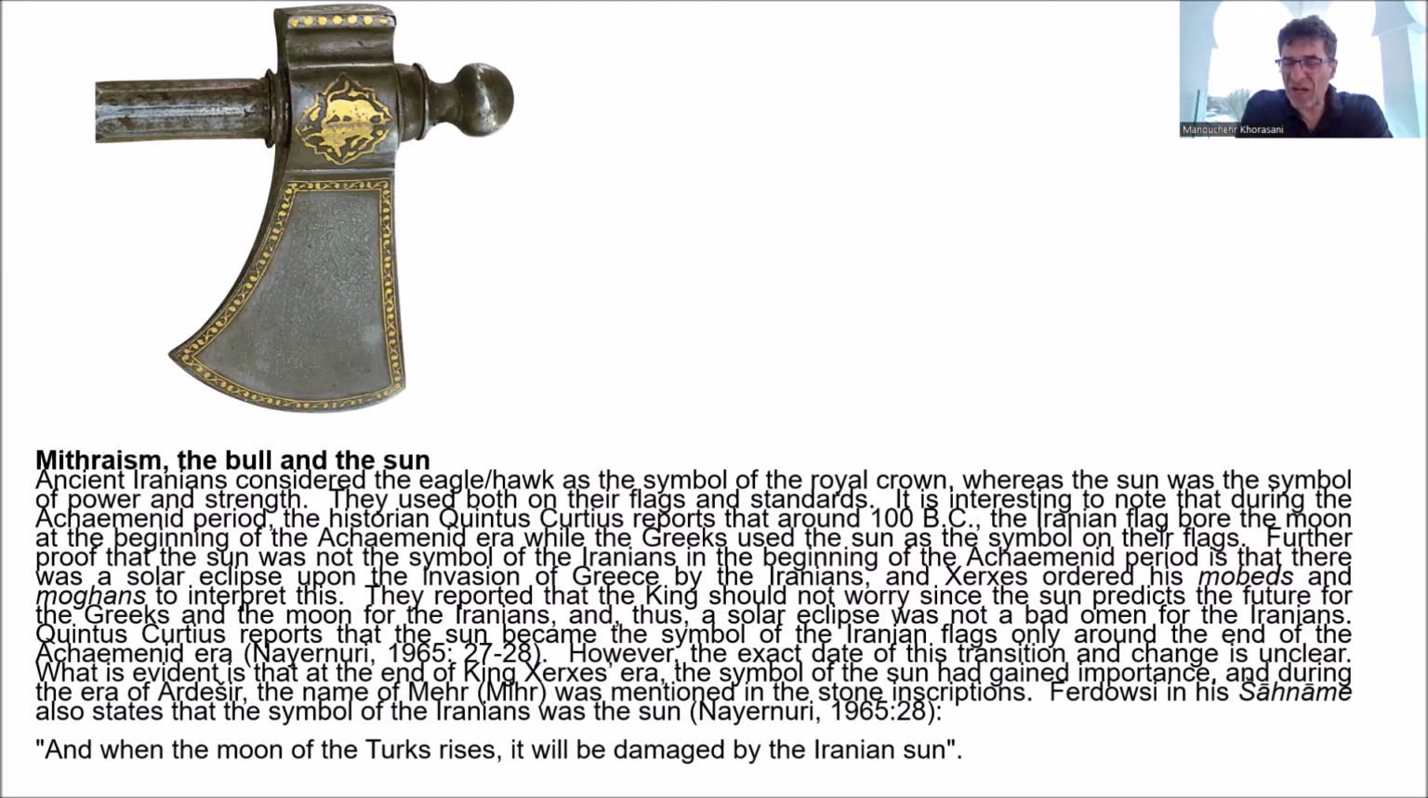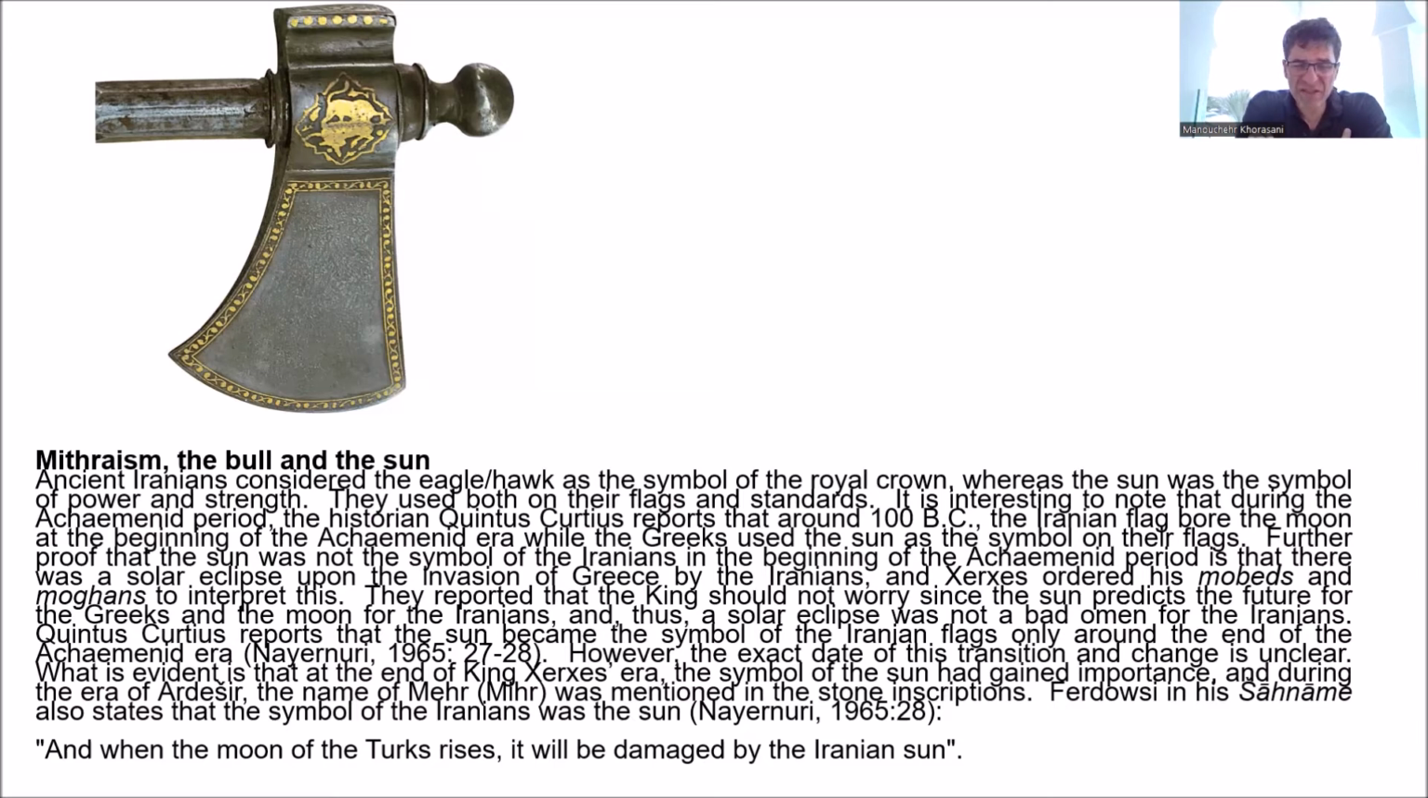And thus, a solar eclipse was not a bad omen for the Iranians. Quintus Curtius reports that the sun became the symbol of the Iranian flags only around the end of the Achaemenid period, based on Nair Nuri. So there was a shift in the same empire period. However, the exact date of this transition and the change is unclear.